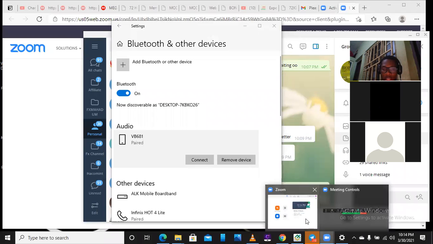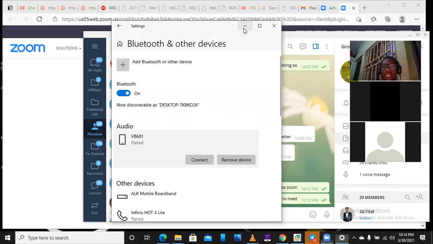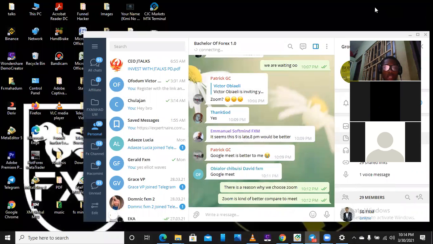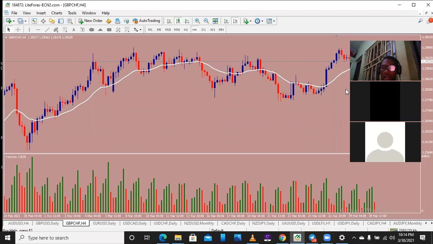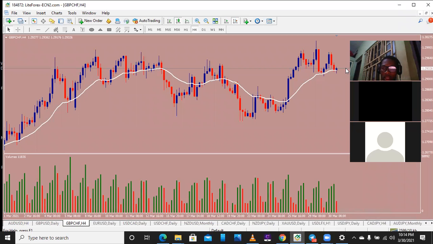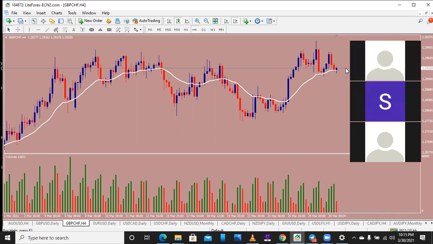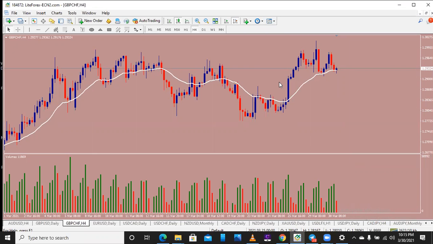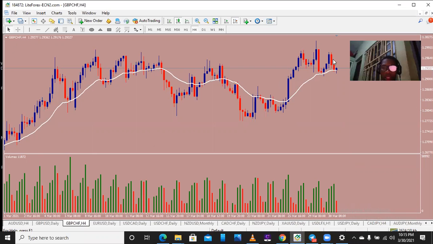So I will share my screen now. Can you see my screen? I'm sharing my screen now. No, I can't see it. It's still sharing, still loading. Okay, you can see it now. What are you seeing? MT4 platform, right? Yes, MT4 platform. All right, good.